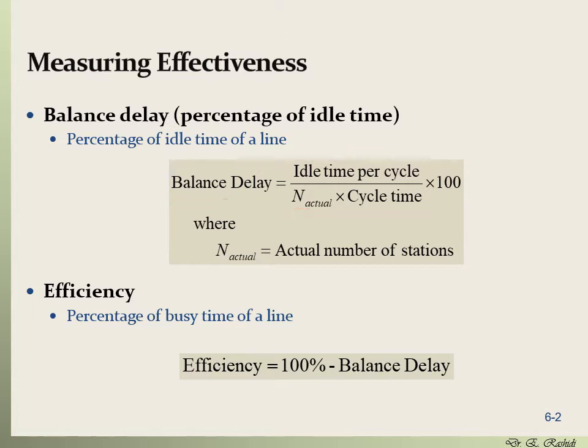The other measure is the efficiency. Efficiency is the percentage of busy time of a line. These two are complements of each other. So efficiency is 100% minus the balance delay. Whatever your idle time is, you subtract it from 100%, and that gives you the percentage of busy time. So you want to maximize efficiency and you want to minimize the balance delay. They're not really different from each other in that perspective.